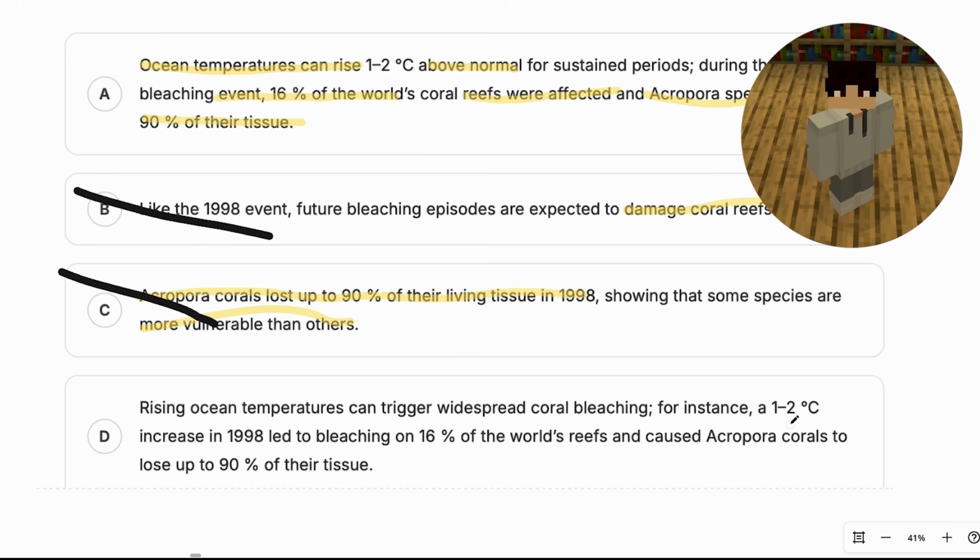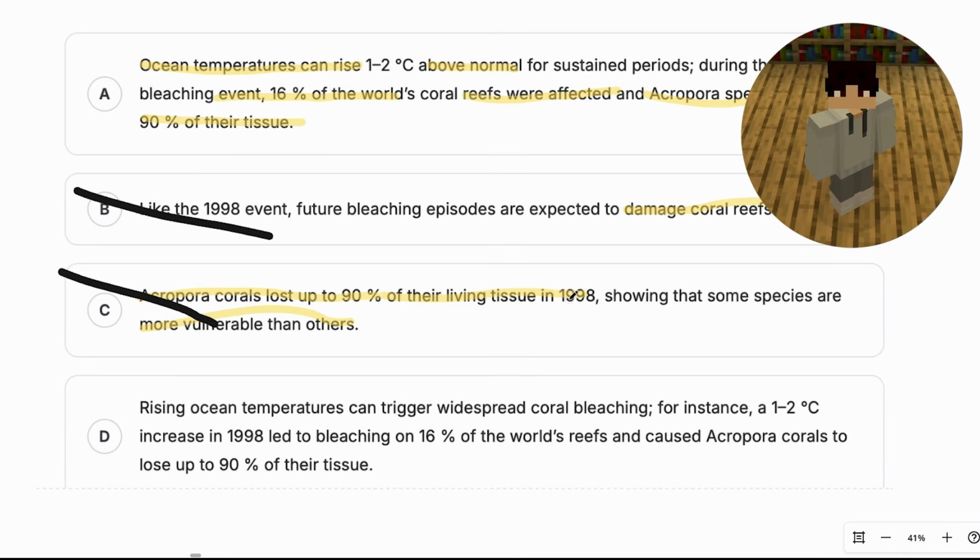Rising ocean temperatures can trigger widespread coral reef bleaching. For instance, a 1 to 2 degrees Celsius increase in 1998 led to bleaching on 16% of the world's reefs and caused Acropora corals to lose up to 90% of their tissue. I gotta say, I think we found the choice that is better than A, because this is even more specific. It says rising ocean temperatures literally cause the coral bleaching, which causes these problems.